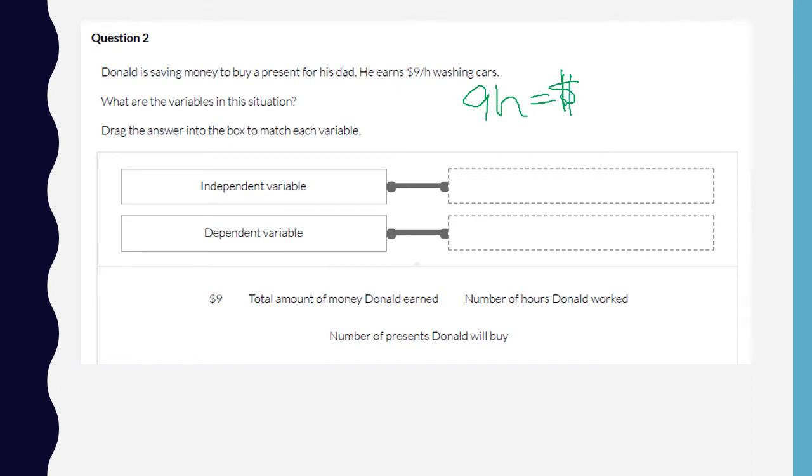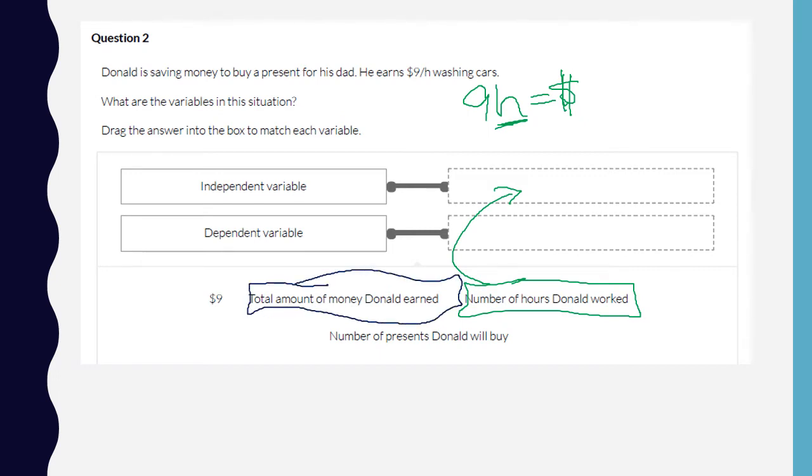So the independent variable is your X value, okay, or your H here. That would be the number of hours that he worked. And the money is dependent on how many hours that he worked. Okay, most of the time, money will always be the dependent variable.